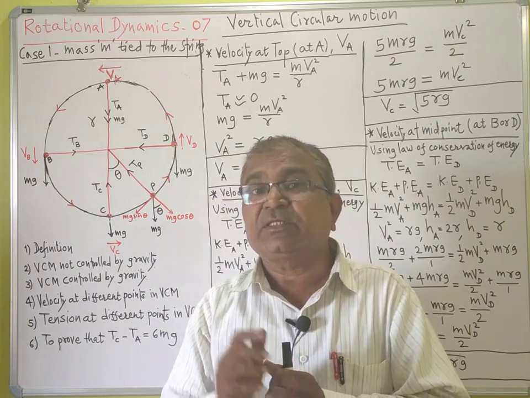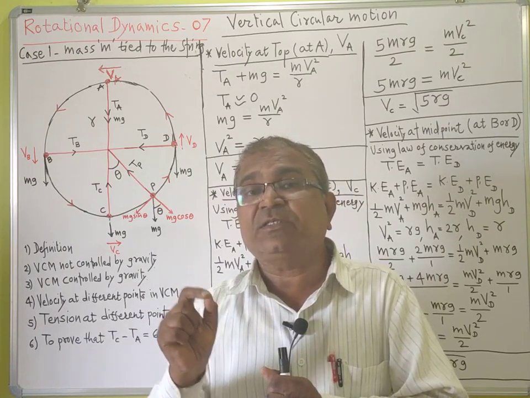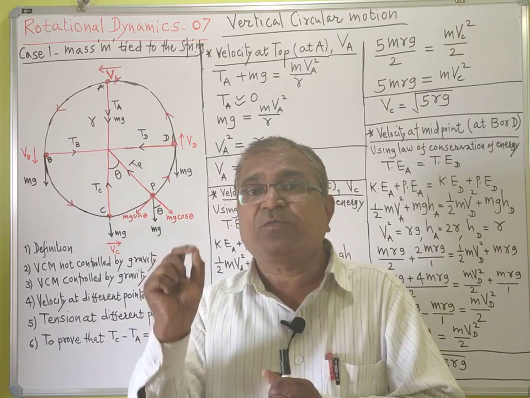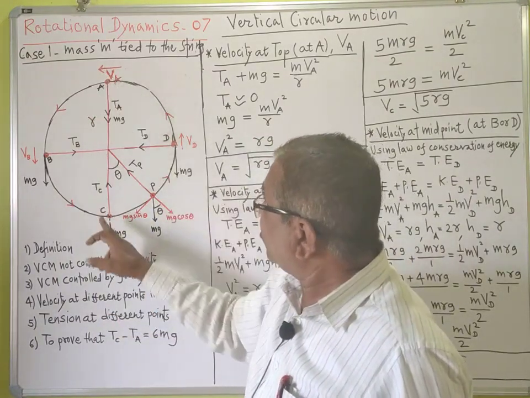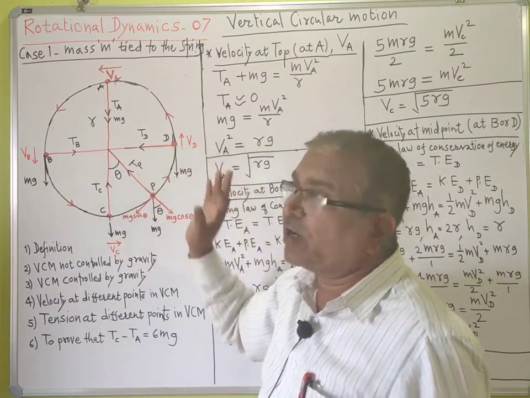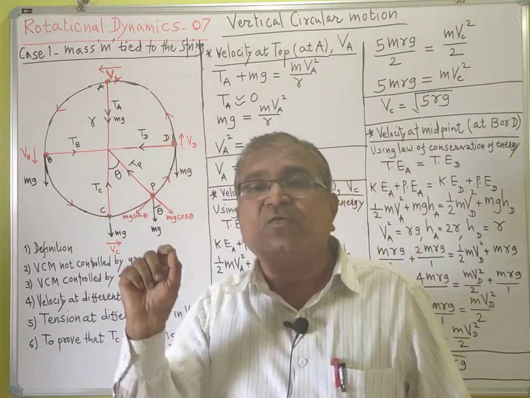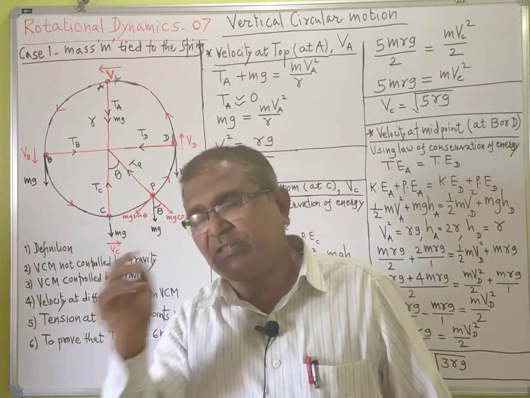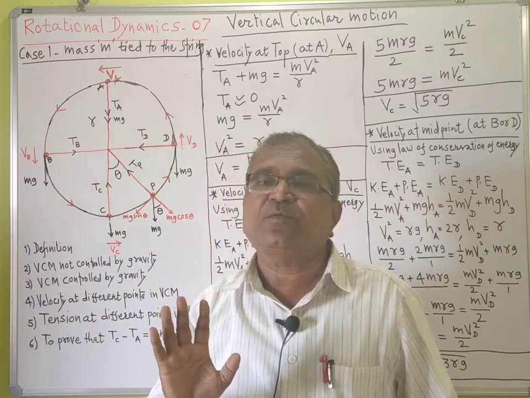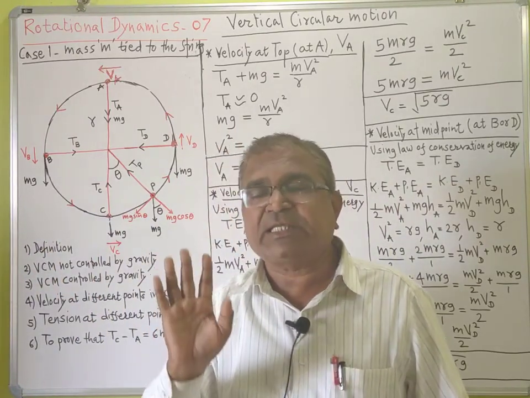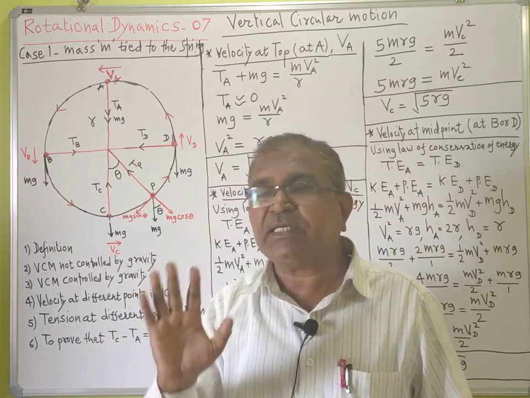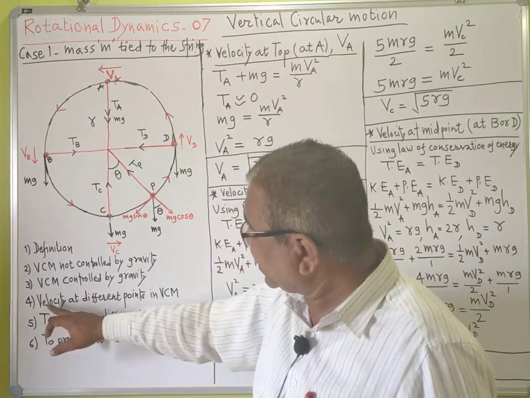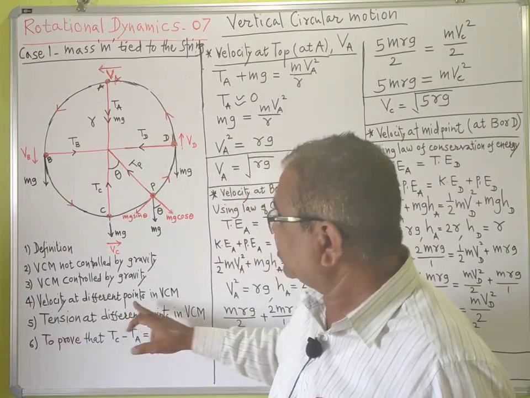Okay, so dear student, the question that may be asked in your examination is: derive the expression of velocities at top, bottom and midpoint during vertical circular motion. Such a type of question is asked for 3 marks as long as the examination point of view is concerned. Okay, that article we have finished now.